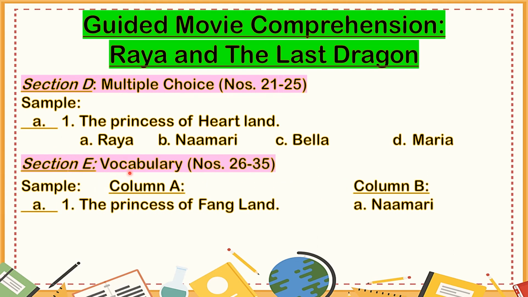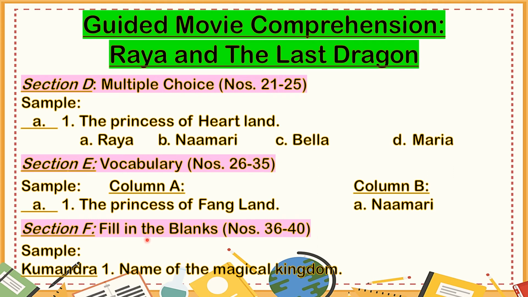Section E, vocabulary, numbers 26 to 35. Sample: in column A, the Princess of Fangland. In column B, letter A, Namari. Number 1, the Princess of Fangland. The answer is letter A, Namari, so you're just going to write letter A before the number.